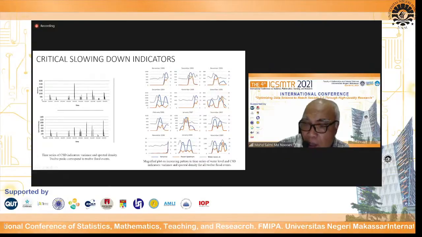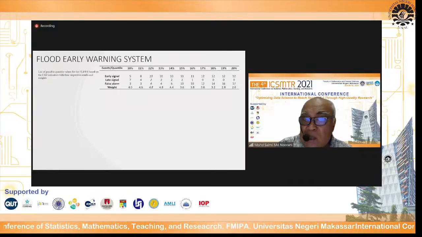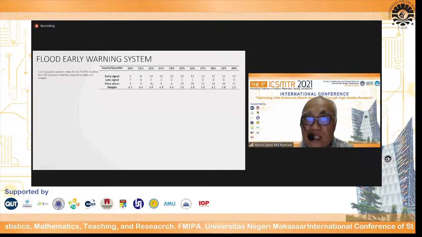All right. And the next thing is to use quantile estimation on the data set. For example, let me tell you how to read this table. So if we use 12% quantile estimation, we get 10 early warnings, 2 days late, and we get 4 false alarms.